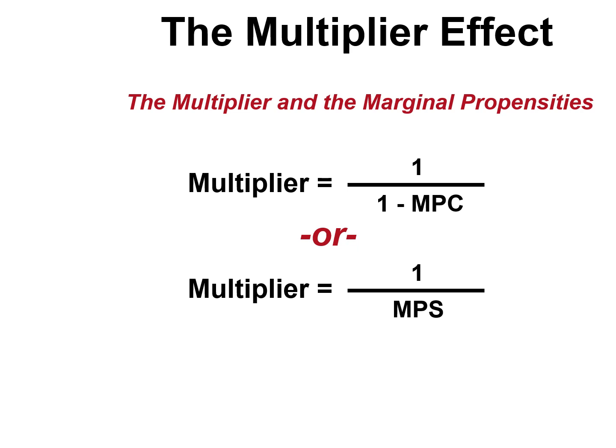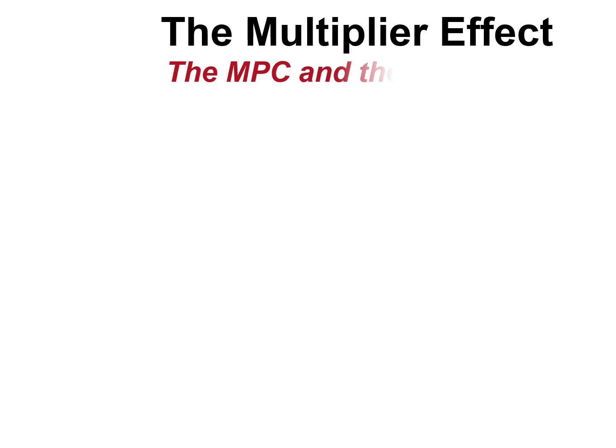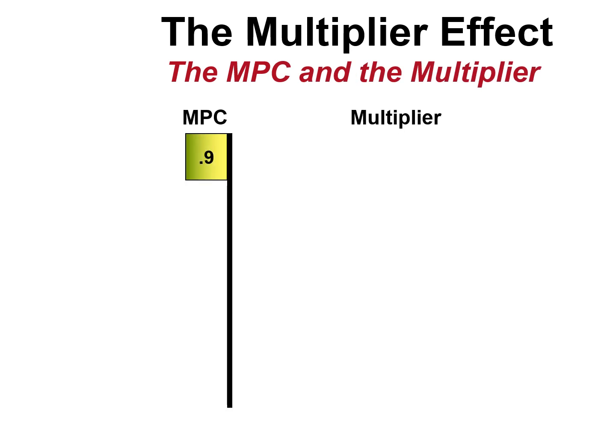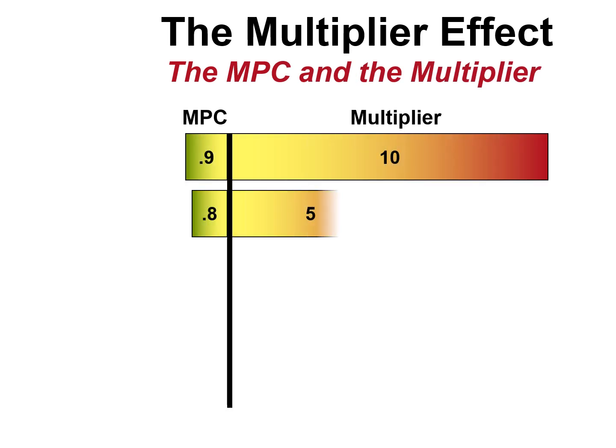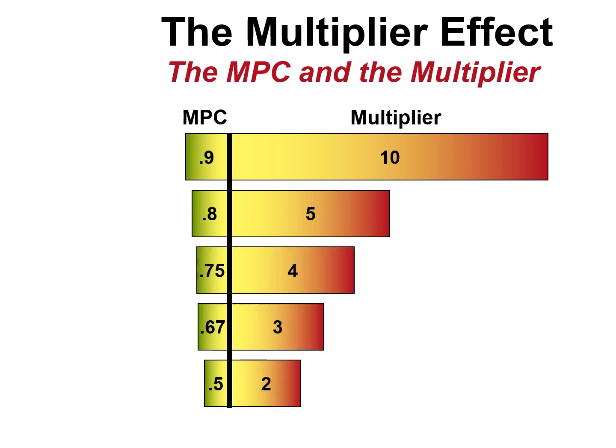Several examples will be covered to reinforce this important idea. Students generally aren't the greatest fans of math. This is our little multiplier cheat sheet. 1 over 1 minus MPC equals the multiplier. So if we take 1 over 1 minus 0.9, the multiplier ends up being 10.